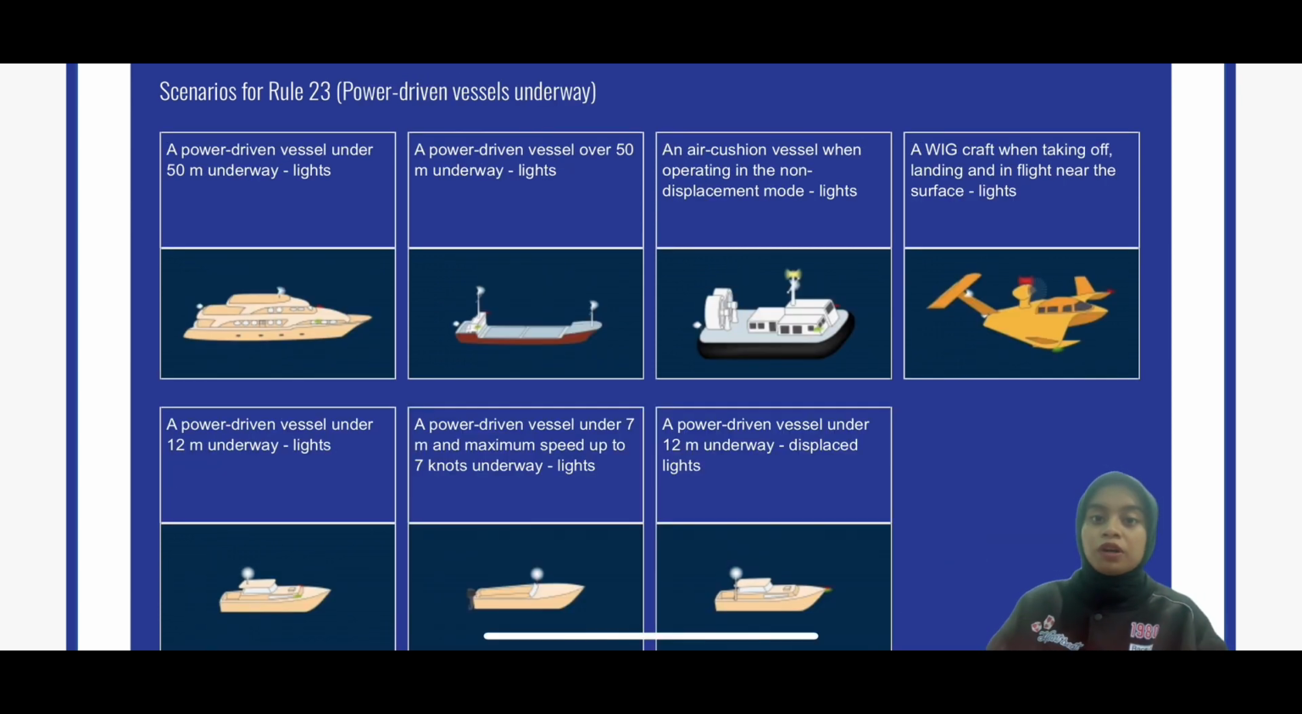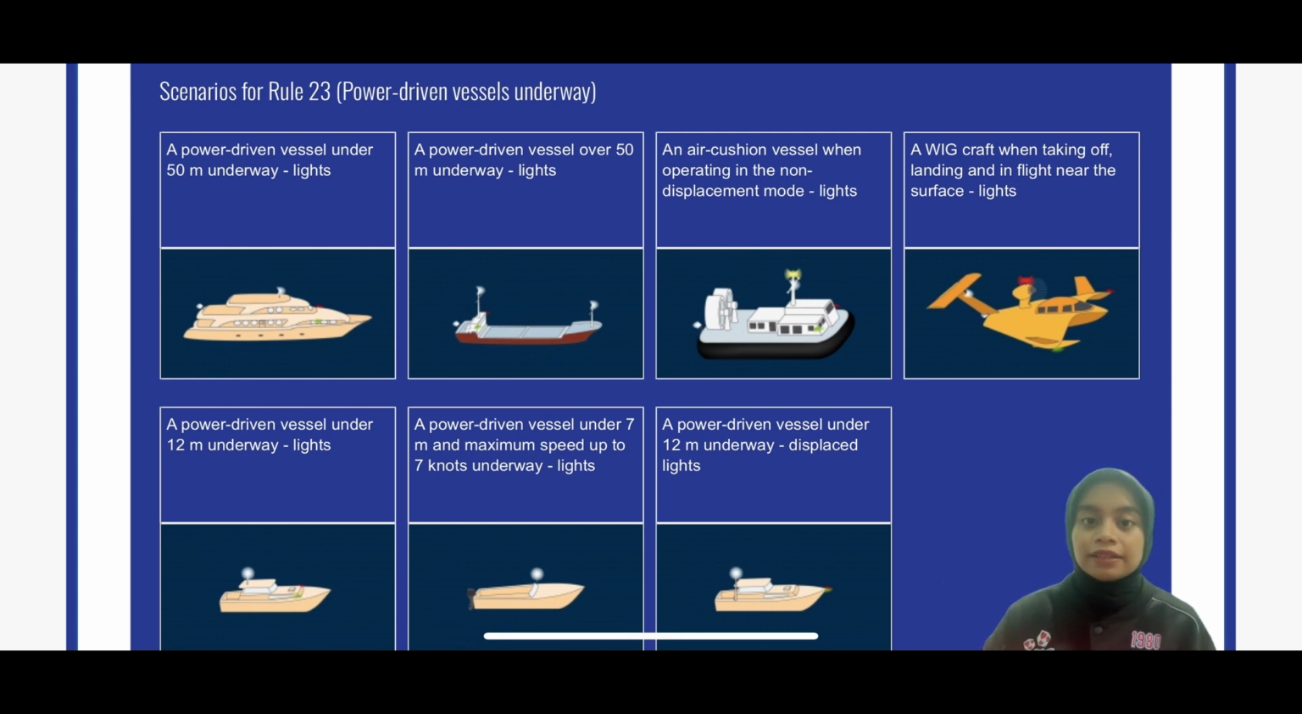Rule 23, power-driven vessel underway. A. A power-driven vessel underway shall exhibit: 1. A masthead light forward. 2. A second masthead light abaft of and higher than the forward one, except that a vessel of less than 50 meters in length shall not be obliged to exhibit such light but may do so.